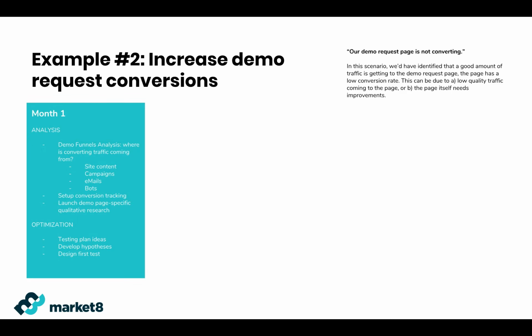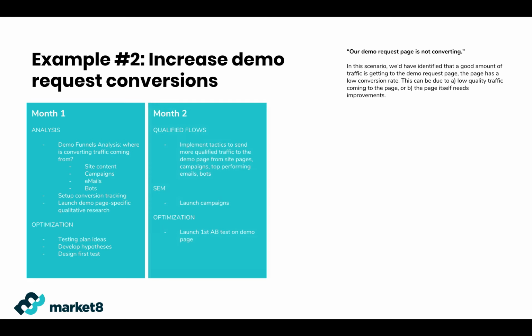So there's an analysis phase and then an optimization bucket. Analysis: we're trying to find out really what's going on. We're going to do the demo funnel analysis to know how people are coming to the demo page. Set up conversion tracking. We want to launch specific qualitative research to those people coming to this page. And then on the optimization side, we're going to start listing out some ideas to optimize.